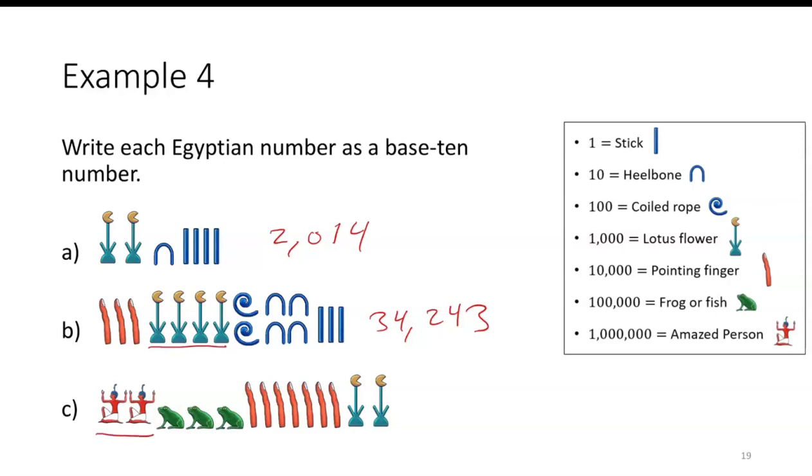We have 2 of these amazed men, so 2 million. And then for the thousands, I have 3 frogs, so that's 300,000. And then 1, 2, 3, 4, 5, 6, 7 pointing fingers, and 2 lotus flowers. Looks like that's it. So 2,372,000 even.